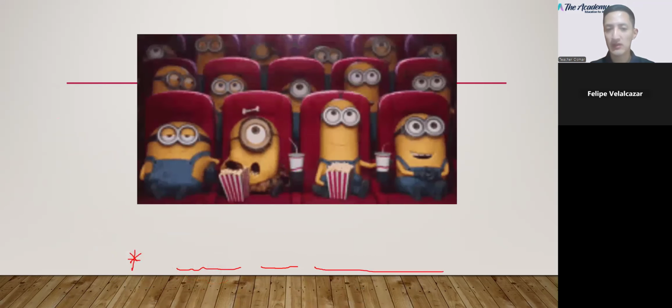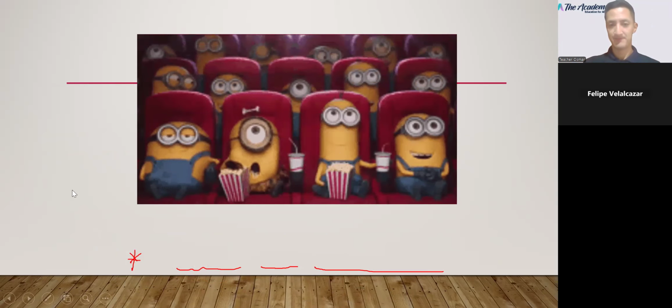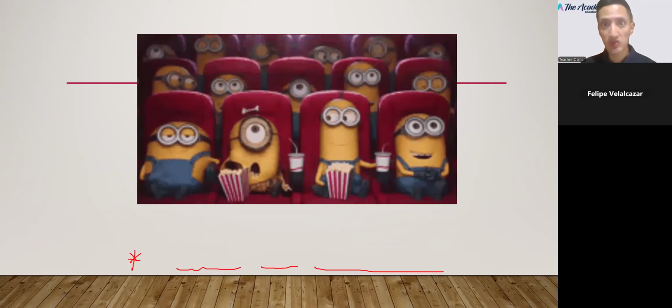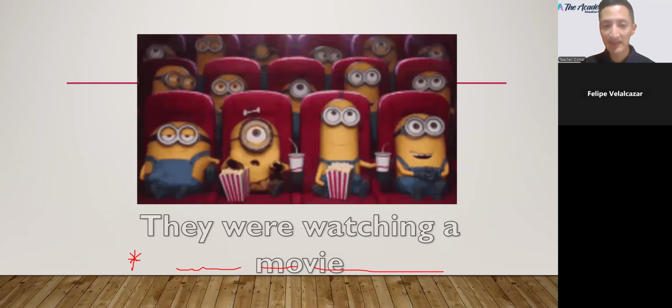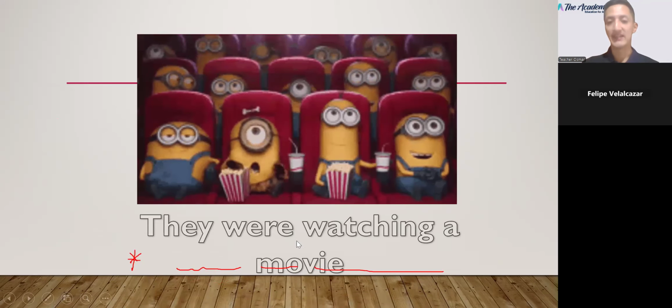Felipe, can you please tell me in past continuous, what were the minions doing? The minion was watching a movie. Excellent. But pay attention, in the case of the minions, it is plural. So we don't say was, we say were. Okay, don't forget. Were. Excellent, were. They were watching a movie.